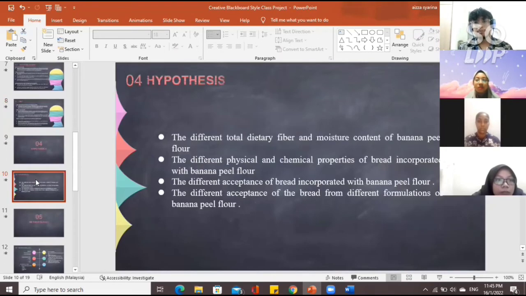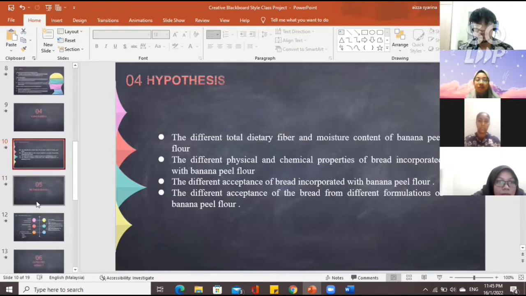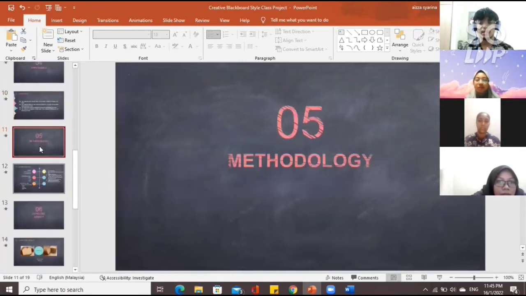Okay, for the hypothesis part, there are 4 hypotheses that we have concluded. The first one is the different total dietary fiber and moisture content of banana peel flour. The second one is the different physical and chemical properties of bread incorporated with banana peel flour. The third is the different acceptance of bread incorporated with banana peel flour. And the last one is the different acceptance of bread from different formulations of banana peel flour. And I will continue the slide with the methodologies, and I will pass on to my friend Aiza Sharina.